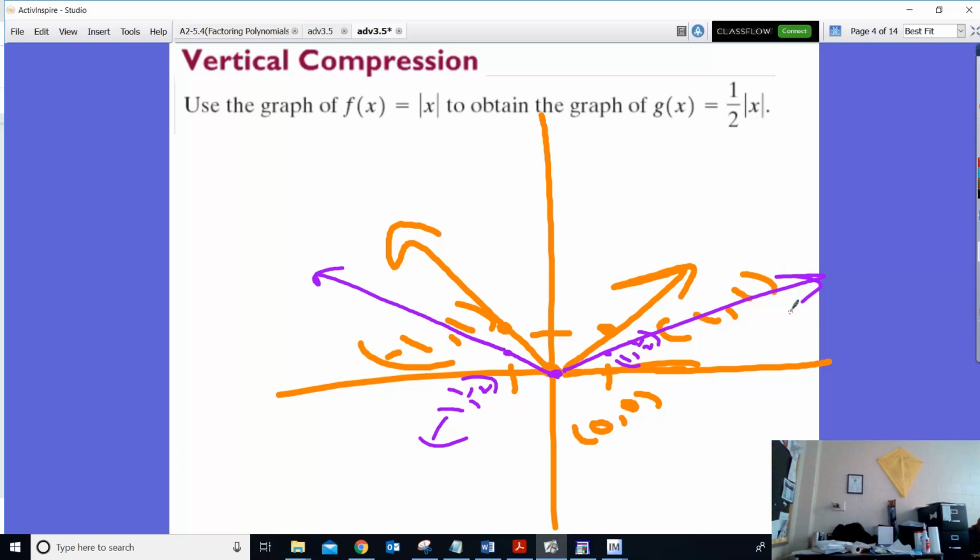That's called a compression. Because what happened to mom? Grabbed her and you shoved her down. That's called a compression. The stretches grab her and they pull her up.